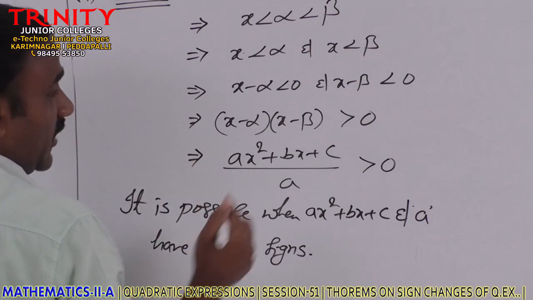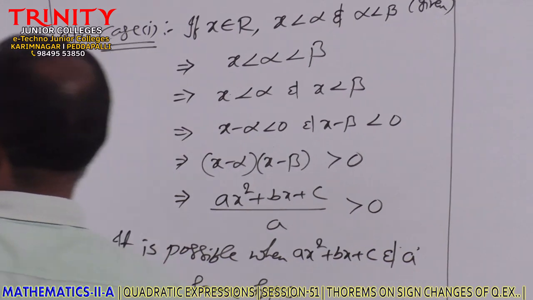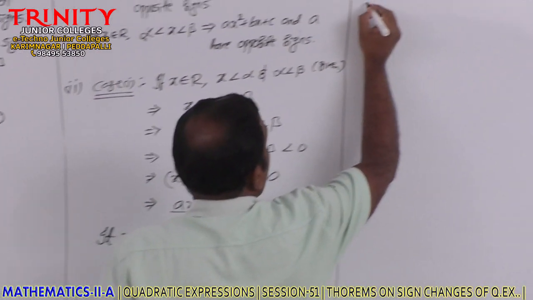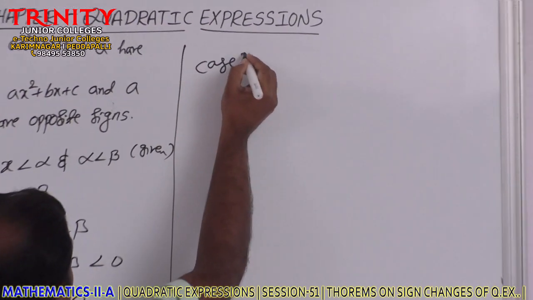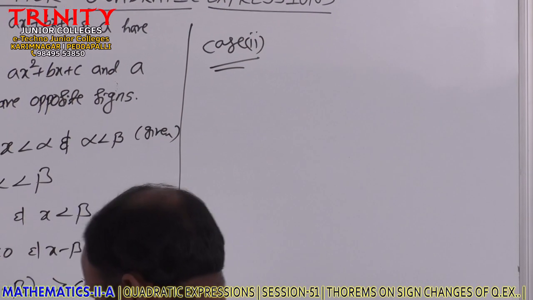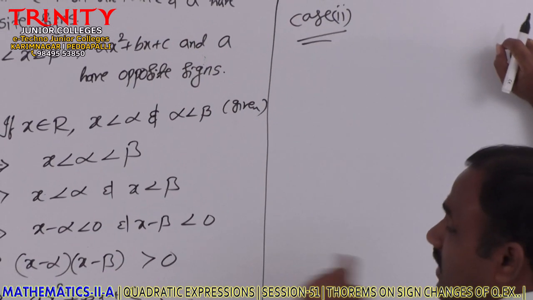Now, case 2 also we have to find, or not? Case 2. What is that case 2? When x is greater than beta. In this case also we have to prove both are having the same sign, then the expression is greater than 0, both are having the same signs.